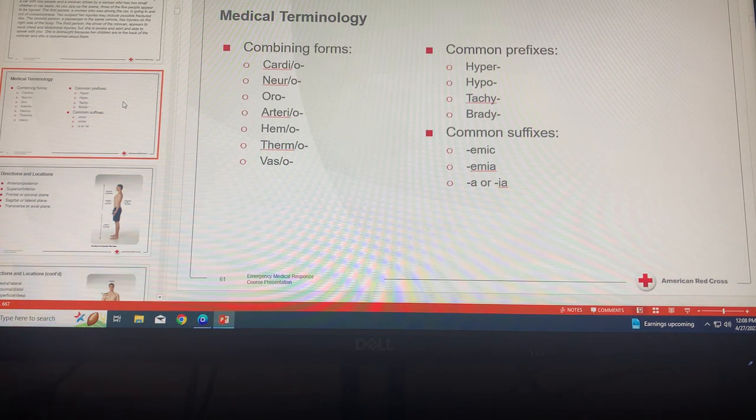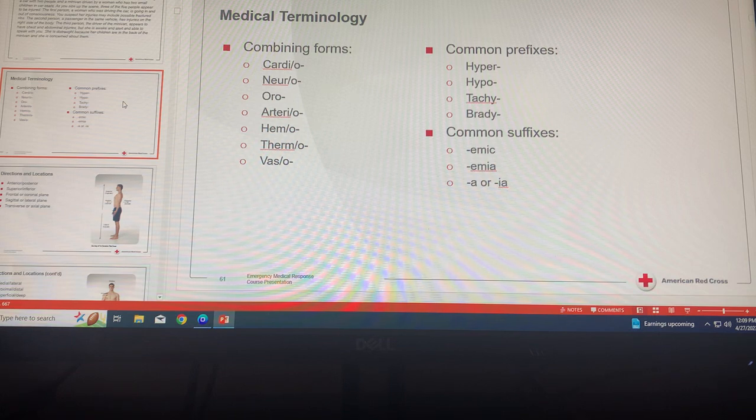The next slide we're going to discuss is medical terminology, okay? Cardio. So what does that mean? Cardio is going to refer to the heart or cardiac. Neuro will refer to the nerve or neural. Oral is going to refer to the mouth. Artery or arterial. Hemo will refer to blood. Thermo will always refer to heat. Vas will refer to duct, vessel, or vascular, okay?